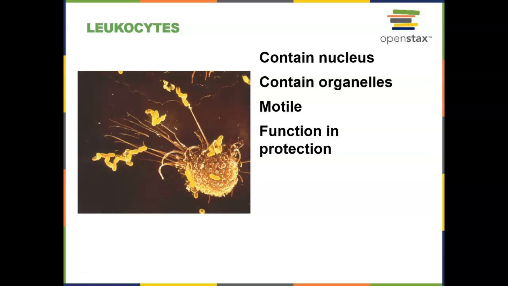Leukocytes are different from erythrocytes in that they contain all of their organelles and the nucleus, so they can survive longer, they can fix damage. They are motile, so they can move around. They're not just floating through the blood. They can actually move to areas where there's damaged tissue or where there is some infection or war occurring. And their major job is to function in protection of the body.